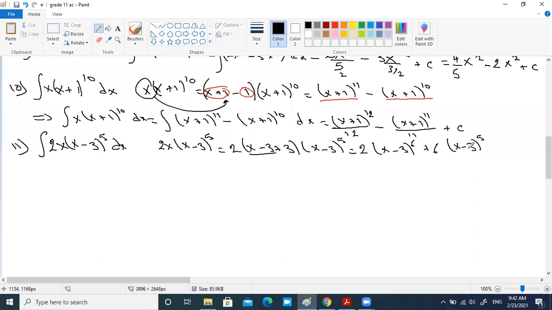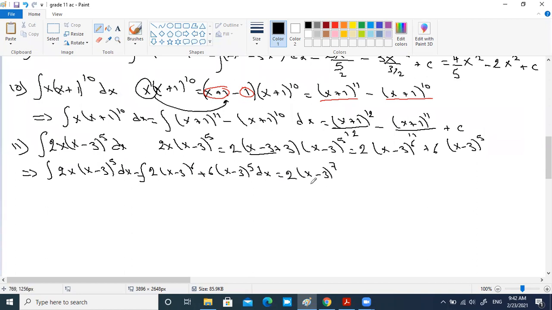Okay, so the integral of 2x into x minus 3 to the power 5 dx it is equal to the integral of this, the integral of 2 x minus 3 to the power 6 plus 6 x minus 3 to the power 5 dx which is equal to 2 x minus 3 to the power 7 over 7 plus 6 x minus 3 to the power 6 over 6 plus constant c.